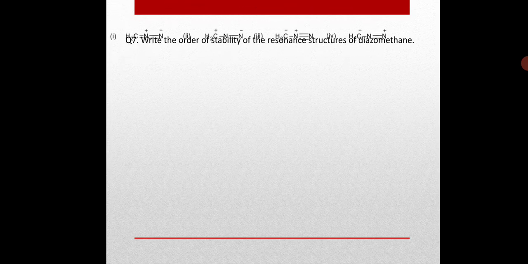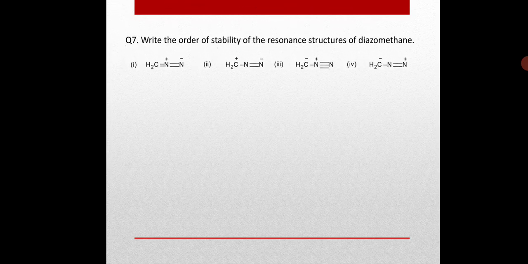Coming to the next question, question number 7. Write the order of stability of the resonance structure of diazonium ion. These are the 4 resonance structures of diazonium ion. So what is the order of stability of the resonance structures of diazonium ion? Are they all same or they are different? Let's see.